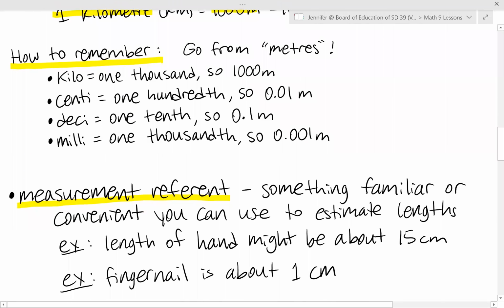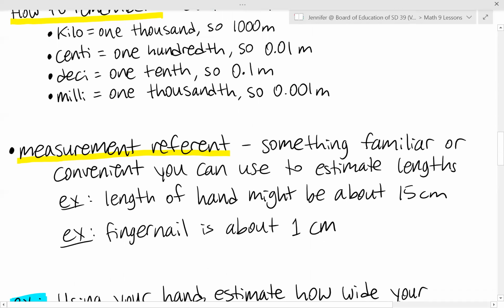A measurement referent. This is something that's familiar or convenient to you that you can use to estimate lengths. So for example, maybe the length of your hand is about 15 centimeters. I measured mine today, so from the tip of my middle finger to my wrist is about 15 centimeters, which is a tiny ruler. So that is a measurement referent that I could use to estimate measurements of things around me. Another possibility, I measured my fingernail on my index finger. It's about 1 centimeter long. So there's another referent I could use to measure things around me.